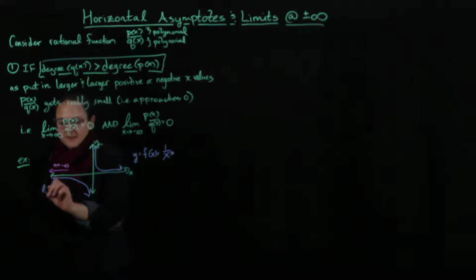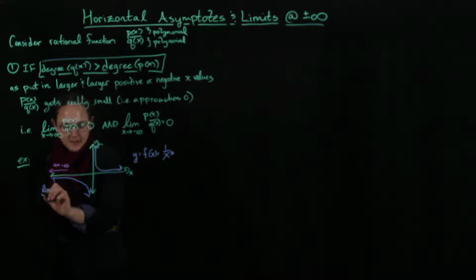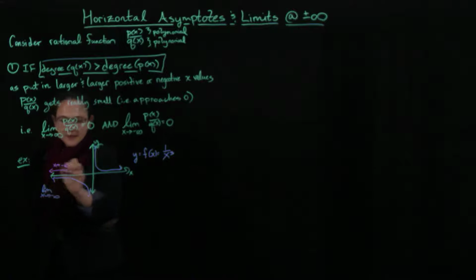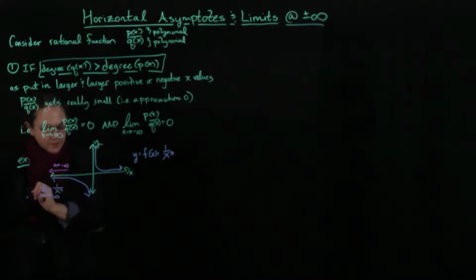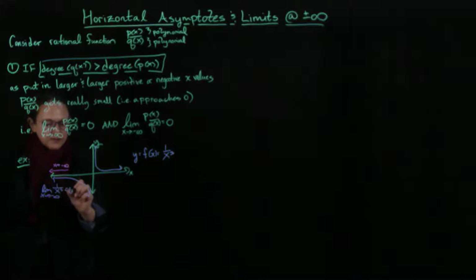Okay, so we get that the limit as x approaches minus infinity of 1 over x cubed, so I'm putting in really, really big negative numbers for x there, what I get out is 0.